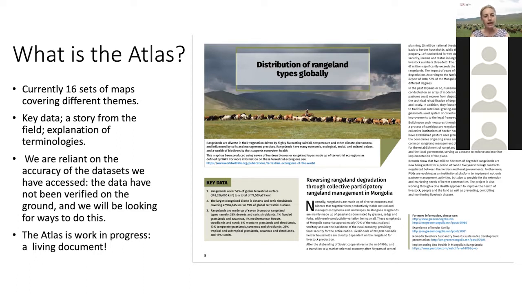And then finally, the Atlas is work in progress. We have 16 sets of maps here, but it's a living document. We anticipate adding a map every 2 months and to have a discussion around those. We're very open to, if people have access to global data sets and we can map those to the rangelands, then please get in touch. But yeah, watch this space and see this Atlas develop. Next slide, please.